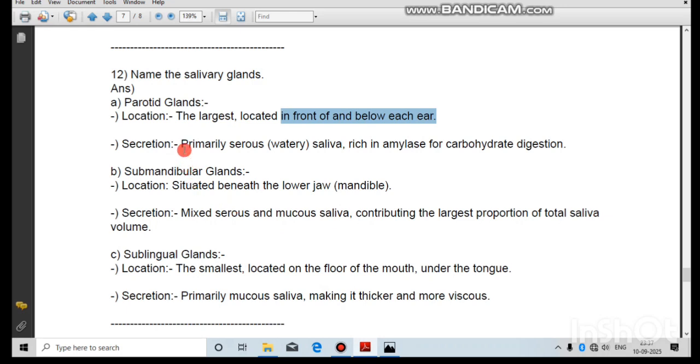What it will be doing is primarily secreting serous, watery saliva, rich in amylase for carbohydrate digestion. So it will be secreting saliva, and it will also be secreting an enzyme, that is salivary amylase, which will help to break down the carbohydrates.